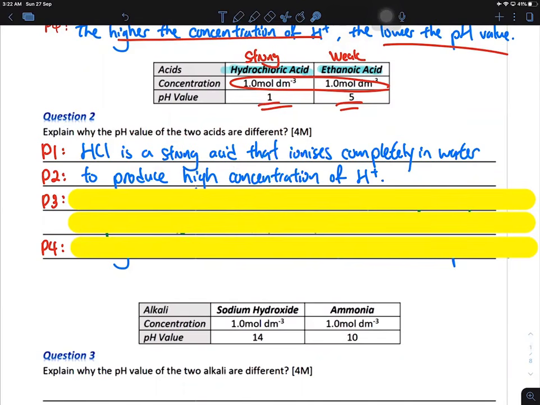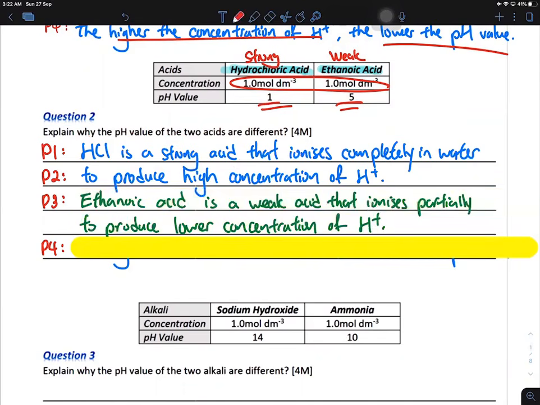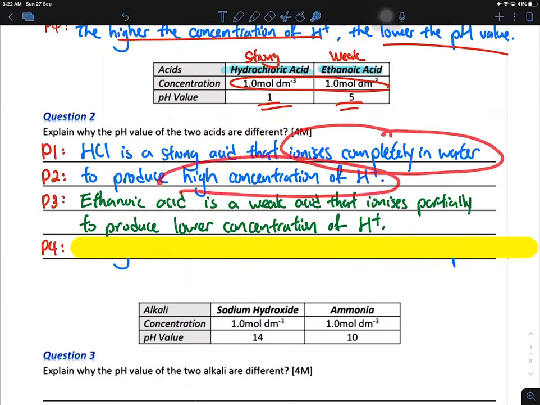And then ethanoic acid is a weak acid. And then you explain the difference between strong and weak acid. So what is a strong acid? Strong acid is the acid that ionizes completely in water, producing high concentration of H plus.